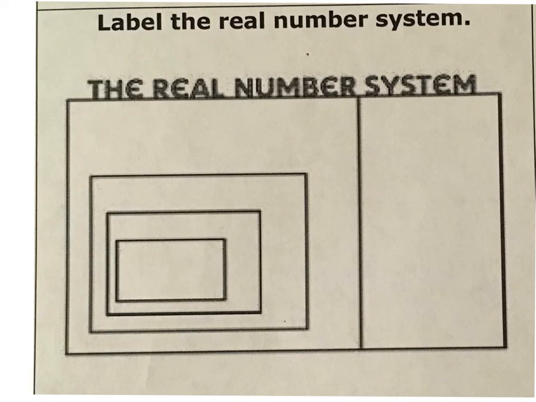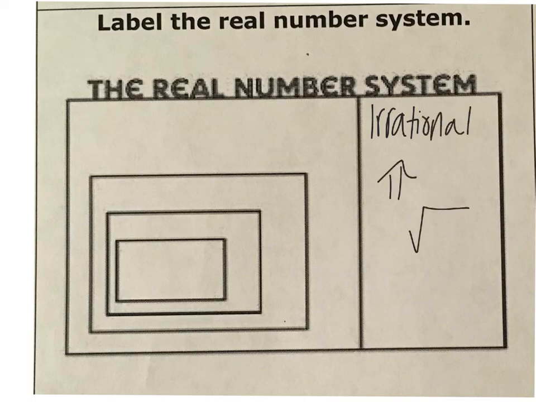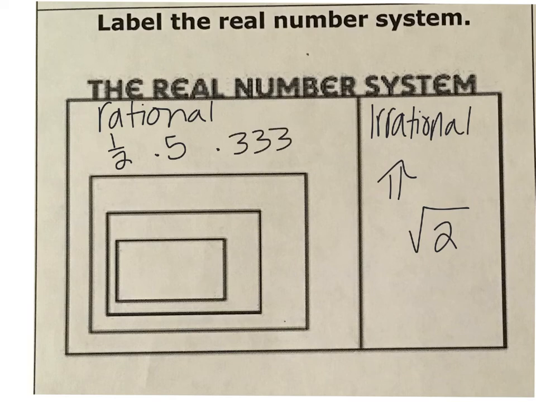All right, label the real number system. So let's start with the irrational numbers. Those are the numbers that are not related to anything else. Those are your things like pi and the square root of 2. They just keep going on and on and on with no pattern. Well, they might have a pattern, but they're not repeating. And then on the other side, you have rational numbers. And rational numbers are your fractions, your decimals that end, or your decimals that repeat. So they can go on and on and on forever, but they are repeating.